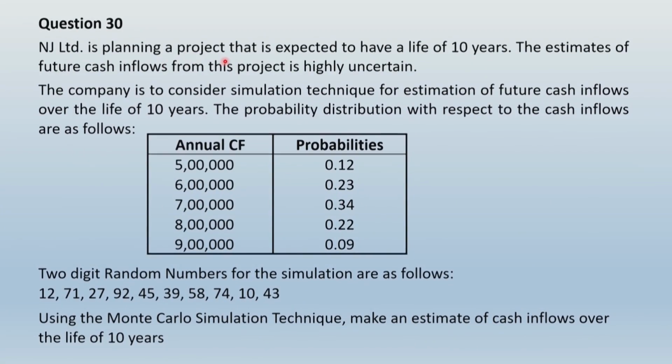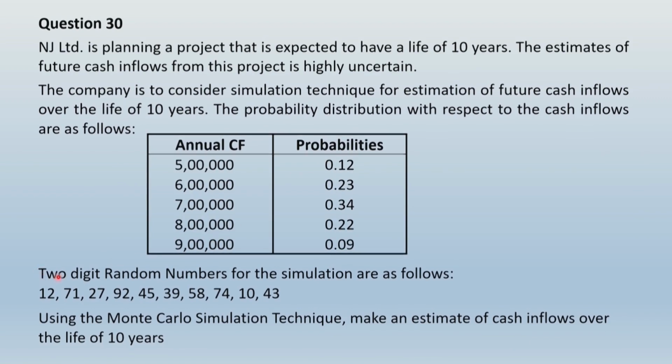NJ Limited is planning a project that is expected to have a life of 10 years. The estimates of future cash inflows from this project is highly uncertain. The company is to consider simulation technique for estimation of future cash inflows over the life of 10 years. The probability distribution with respect to the cash inflows are as follows. The annual cash flows amounts and their respective probabilities have been given to you.